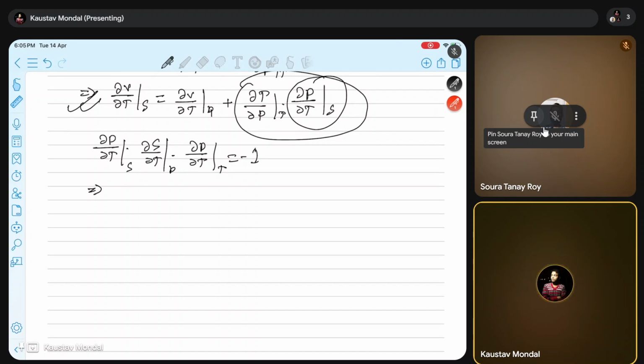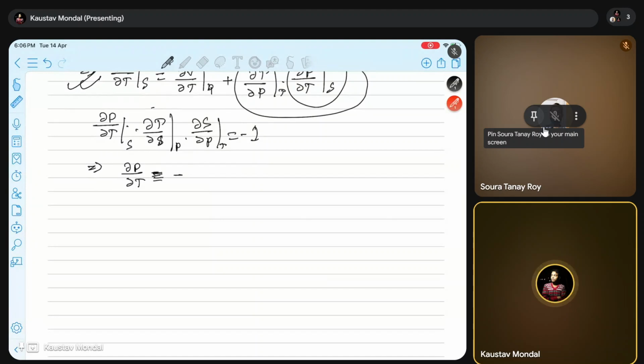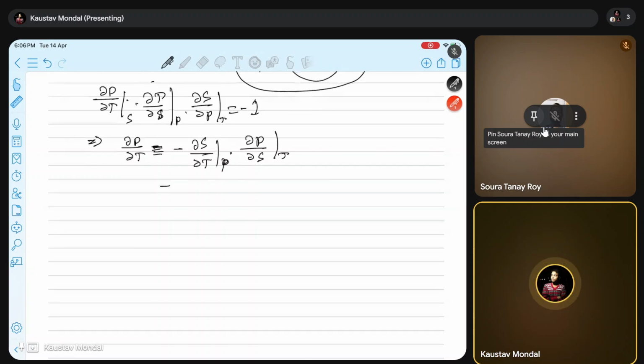Now from here you can write del P del T, if you take these two terms to the right hand side, as minus del T del S at constant P into del S del P at constant T. So del P del T at constant S will become minus del S del T at constant P into del P del S at constant T. Now you can put this del P del S in the denominator, so it becomes del S del T at constant P by del S del P at constant T.